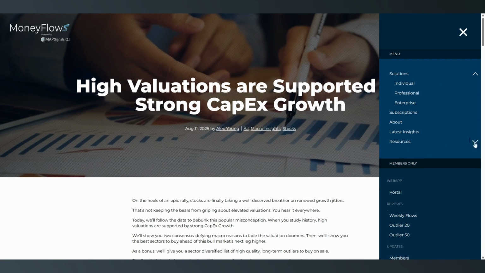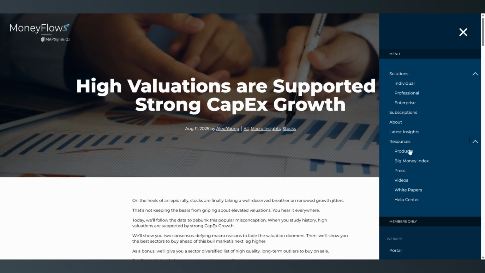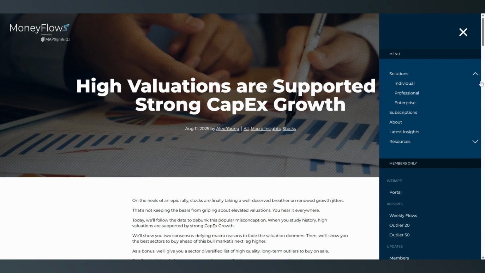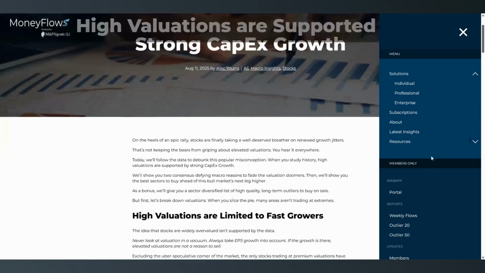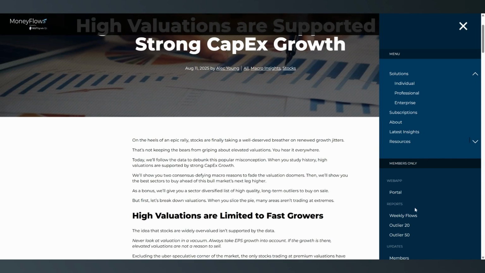We have a resources section as well. So if you want to check in on what our products mean, what our big money index does, or see just some other information, you can check there. Once you are a subscriber, you can easily access our portal down here. You can also see our weekly flows report, our outlier 20 report, and our outlier 50 report. So let's go ahead and check that out right now.